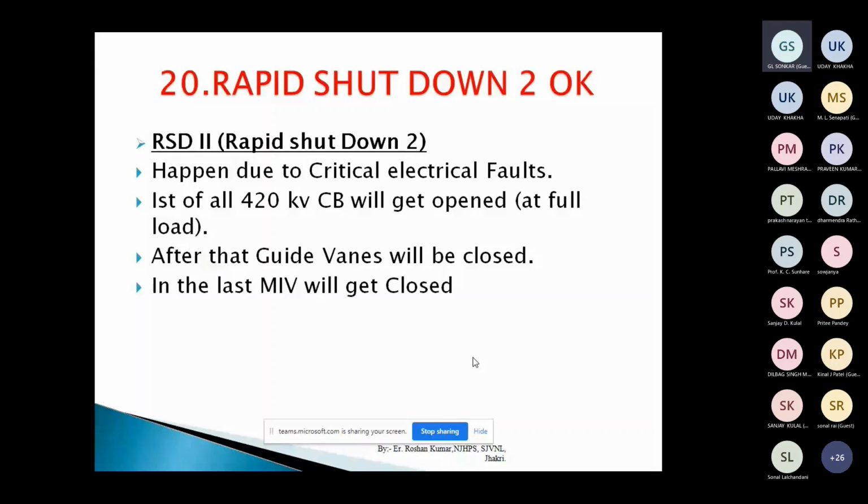RSD one button glowing means the signal will go to fast close. Sorry, guide vane close, then MIB close, then the breaker will be opened. Okay. Then you see any faults.